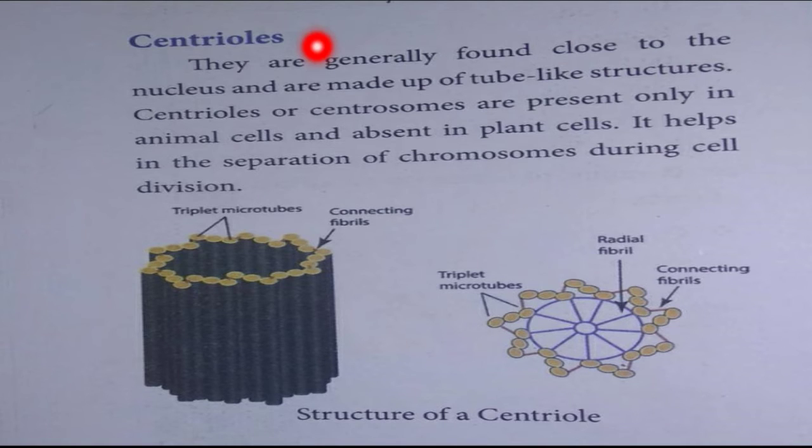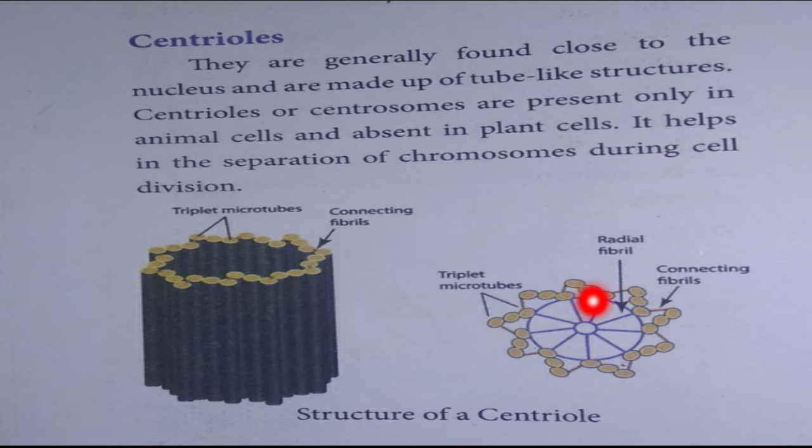Next one is centrioles. Centrioles means they are generally found close to the nucleus and are made up of tube-like structures. Centrioles or centrosomes are present only in animal cells. This is one important point, and they are absent in plant cells. It helps in the separation of chromosomes during cell division.